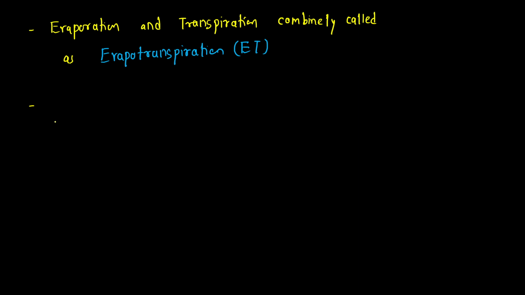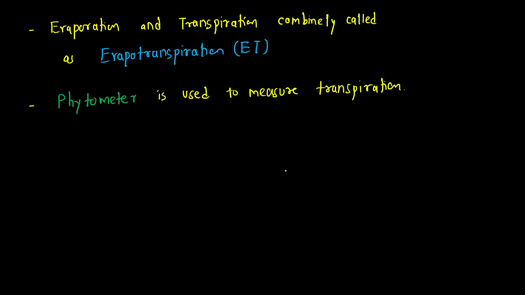So you write it down. Phytometer is used to measure transpiration. Very important point, it can be asked. Okay, so sometimes in an exam there is one ratio which is asked, so there is no requirement to go much in detail about this. Just you can learn this, because once it has come in an ESE exam.